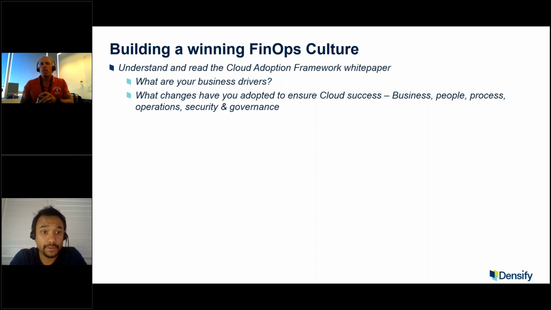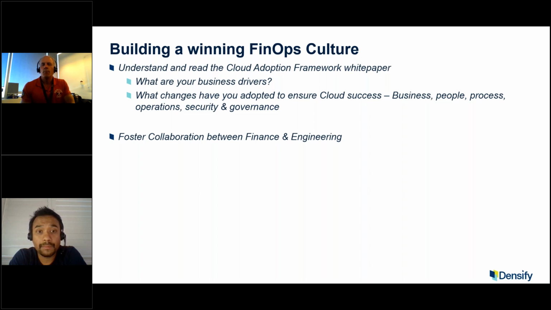But how do we build a FinOps culture? AWS has a great publication called the Cloud Adoption Framework White Paper. It's important to understand what your reasons were for going to the cloud. Was it to get agility, to enable more productivity? Perhaps you're moving out of a data center, so you want to move from a CapEx to an OpEx perspective. But you also have to understand what changes your organization has adopted or made in order to make yourself cloud ready. There are 6 perspectives that AWS talks about in great detail: changes that you made to your business, your people, your process, operations, and security and governance. And based on that, how mature you are to go to the cloud.